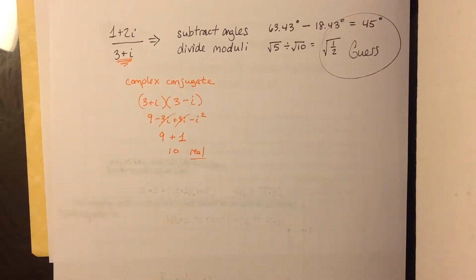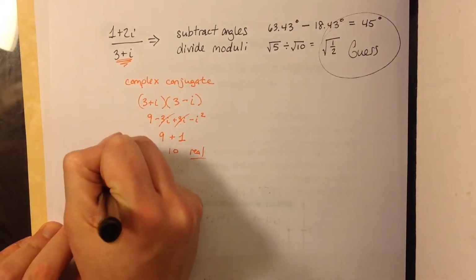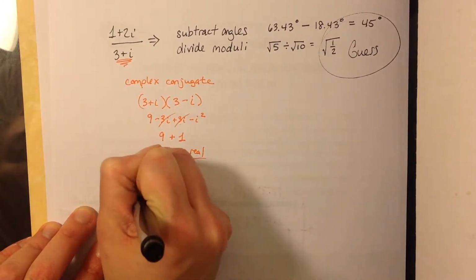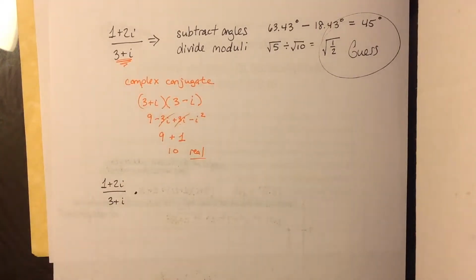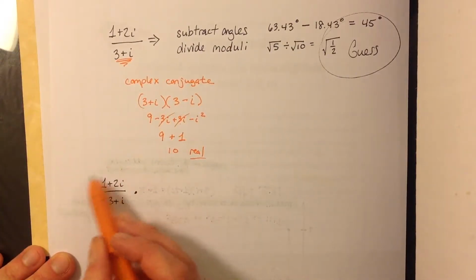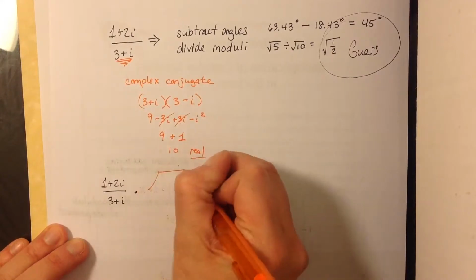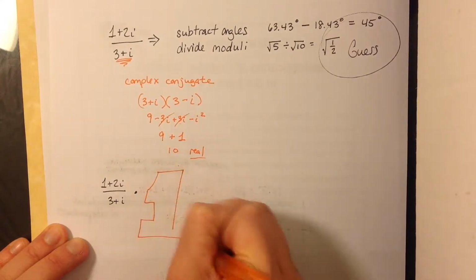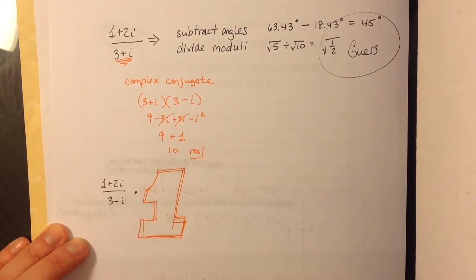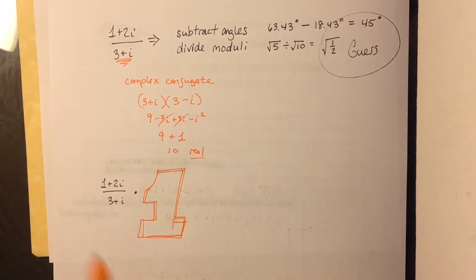I want to do 1 plus 2i divided by 3 plus i. What I'm really going to do is just multiply by 1. I don't want to change the value of this quantity. If I multiply by 1, and I literally like to draw this giant 1 so I don't forget, that's what I'm doing. I am multiplying by 1. That is all that I'm doing. But what does that 1 look like?